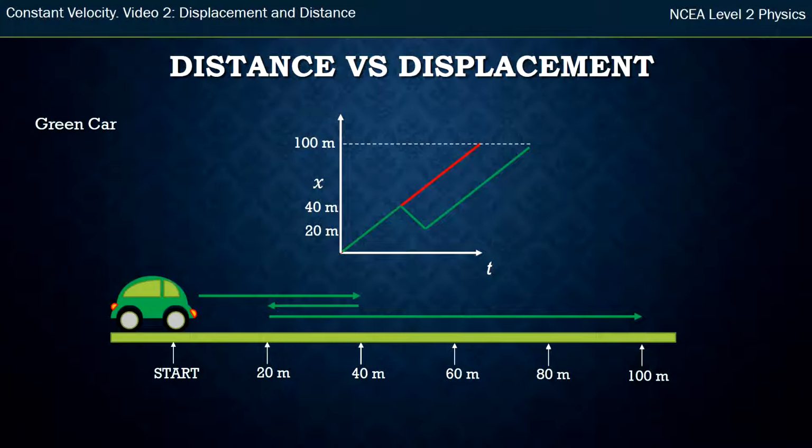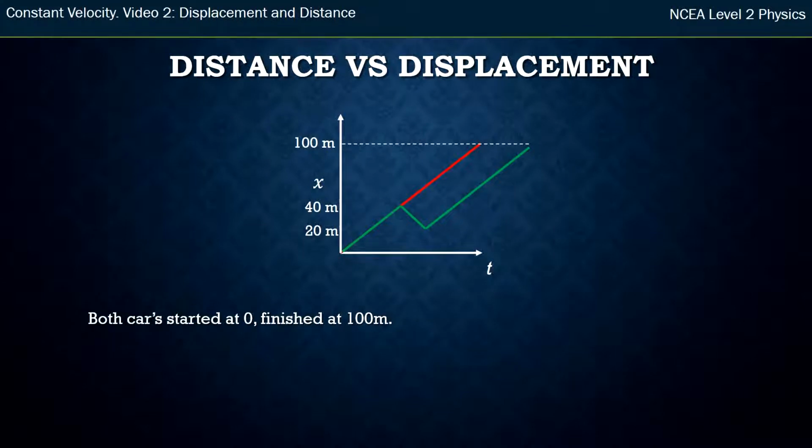Now, with the green car, we can still say it started at 0 and it finished at 100. It's changed its position by 100 meters. Yes, that's still true, the same as the red car. But also some complicated things have happened in the middle of its journey. So we kind of need two different definitions to deal with these situations.